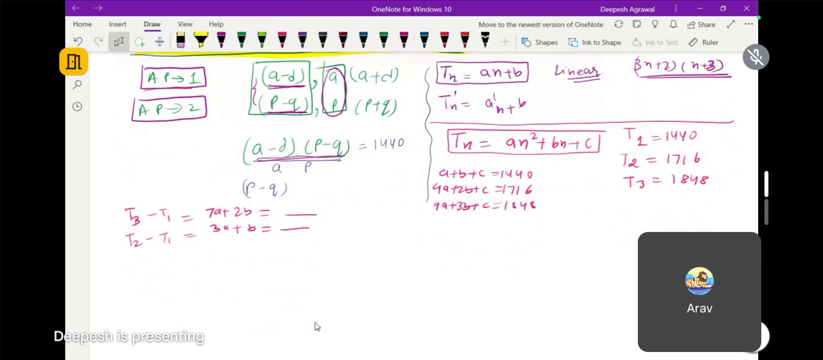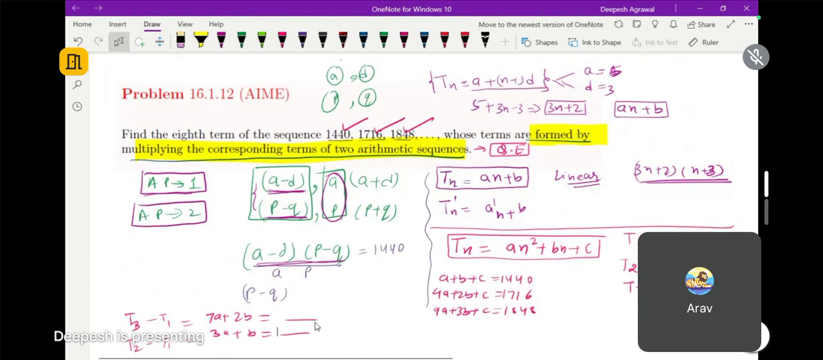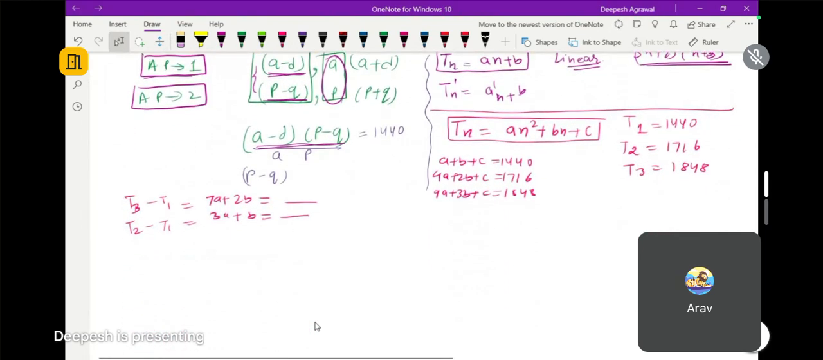So like that. If you don't know the trick, you can just work on your first approach. It may become lengthy, no problem, but you will get the answer. But if you know the trick, you can use it. This is a tricky way to solve this question. Whenever you get the multiplication of the corresponding terms of two arithmetic sequences, the general term will always be quadratic. Using that point, you can easily calculate.